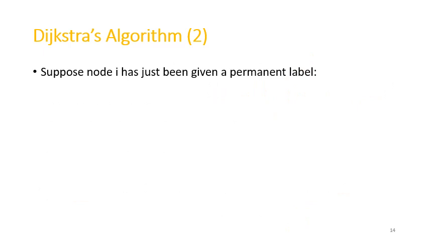Remember that after the labeling step, we need to do updating step. So it is formally said like this. Suppose node I has just been given a permanent label, means that we just put an asterisk to one node.